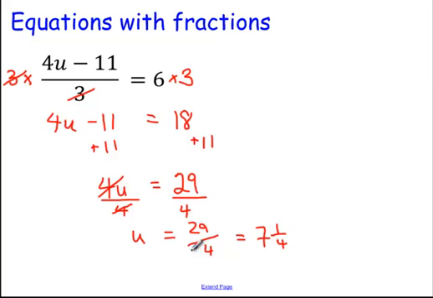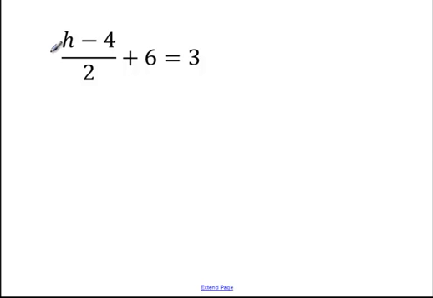Okay, let's look at something a little bit harder now. So you'll notice in this question, the difference is that we have this plus 6 here that we didn't have before. So when we multiply every term by the denominator, we need to make sure we multiply the 6 by the denominator as well. So in this case, the denominator is 2. So I'm going to multiply this whole thing by 2. So this is like one term here. I'm going to multiply the 6 by 2, and I'm going to multiply this 3 by 2. So I've multiplied every single term by 2.